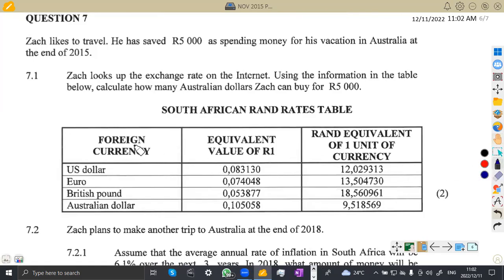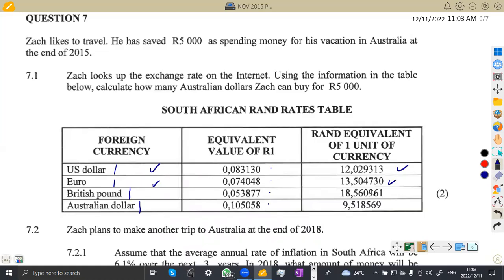So this was the information: foreign currency, US dollar, which is 1 US dollar, 1 euro, 1 British pound, 1 Australian dollar, equivalent to the Rand. So these are the equivalents in rands, the equivalent of 1 unit of currency. So we are actually working with the conversion of 1 to this, 1 to this. So that is the conversion which is taking place.